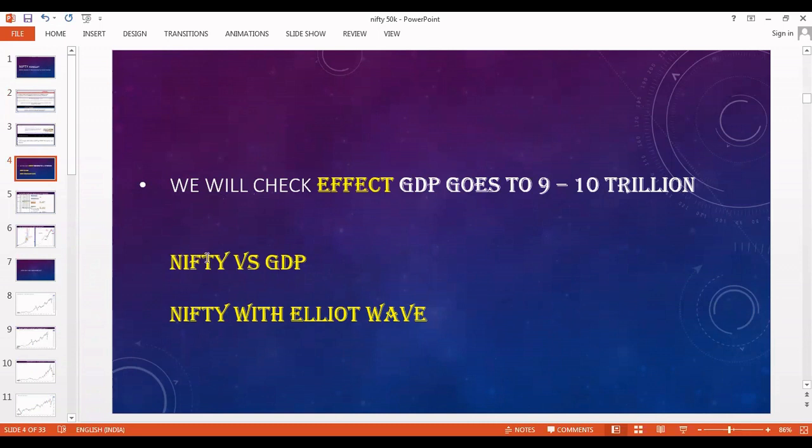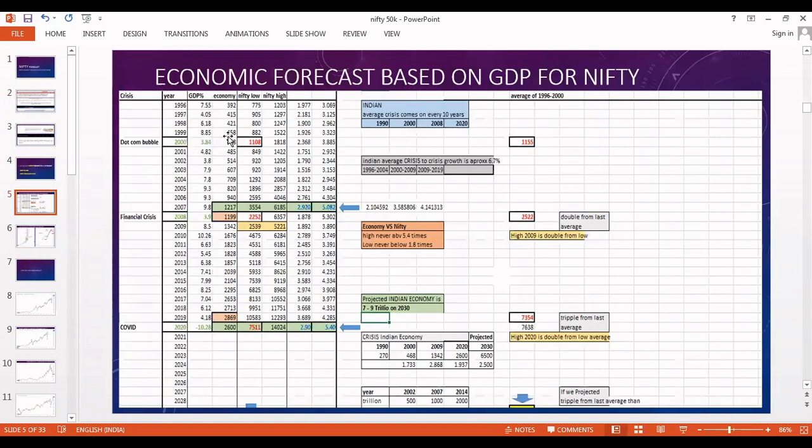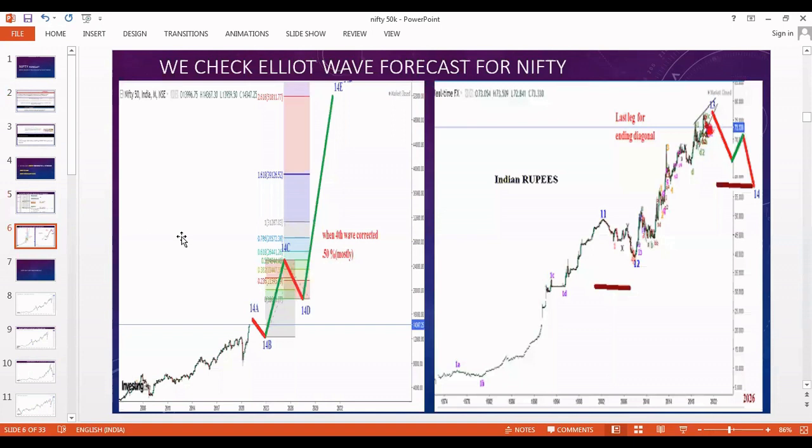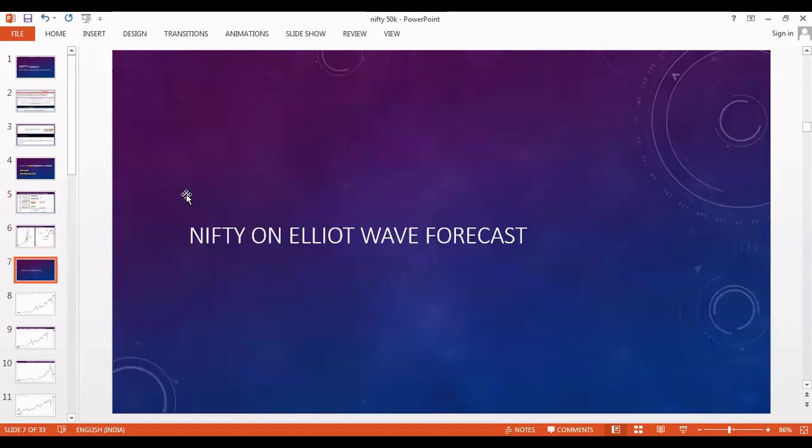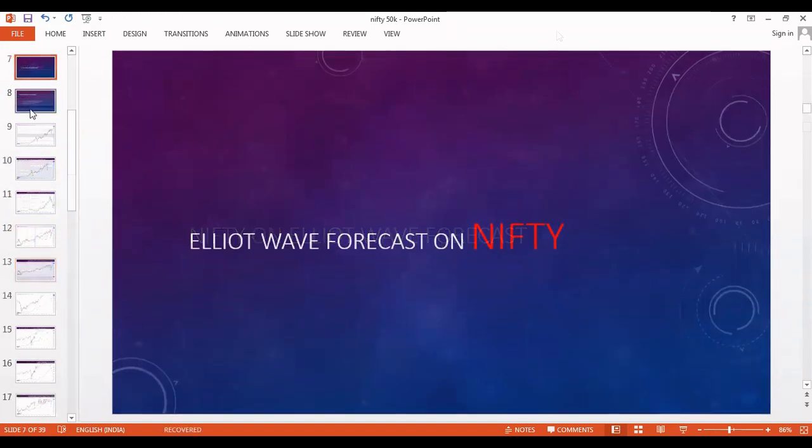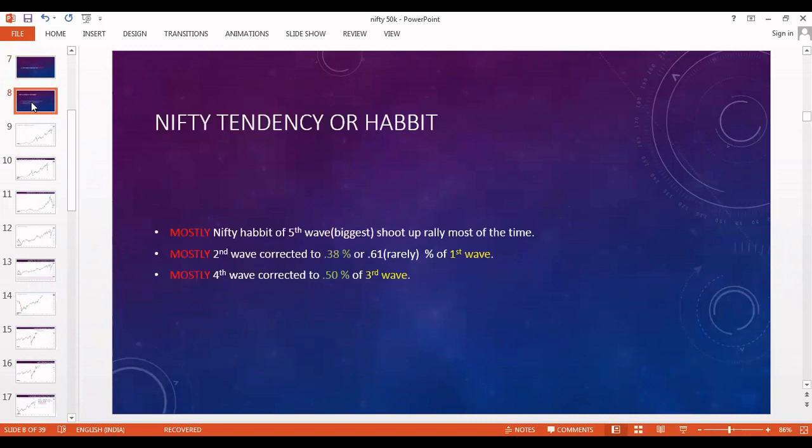Means we will check it with Nifty versus GDP, and we will also compare it with Nifty on Elliott Wave. So we will check the effect of Nifty on GDP and GDP on Nifty, vice versa, and also we will try to check it with an Elliott Wave forecast on Nifty.